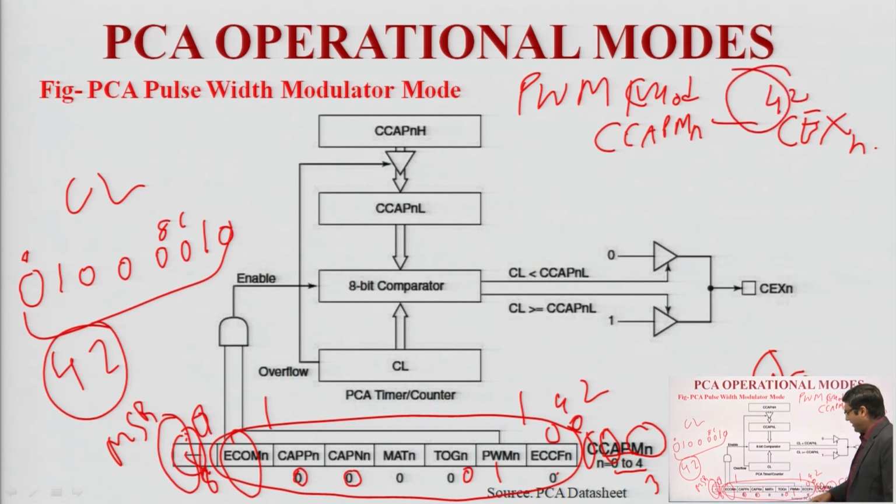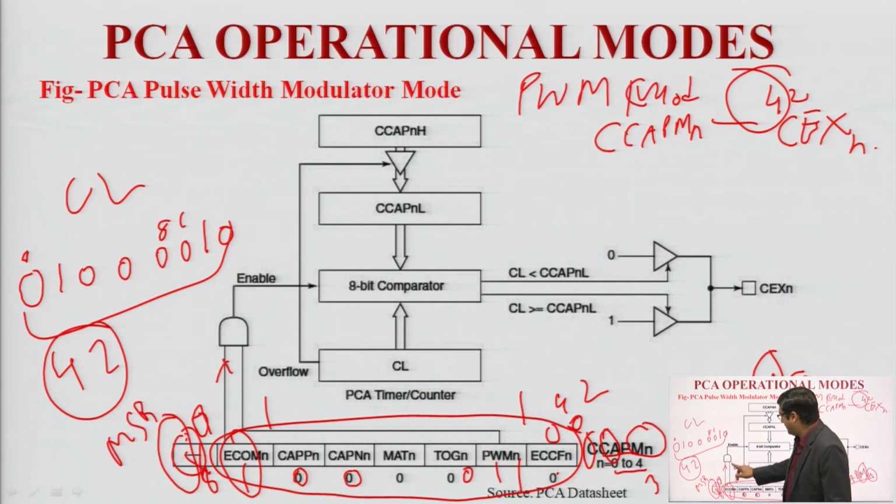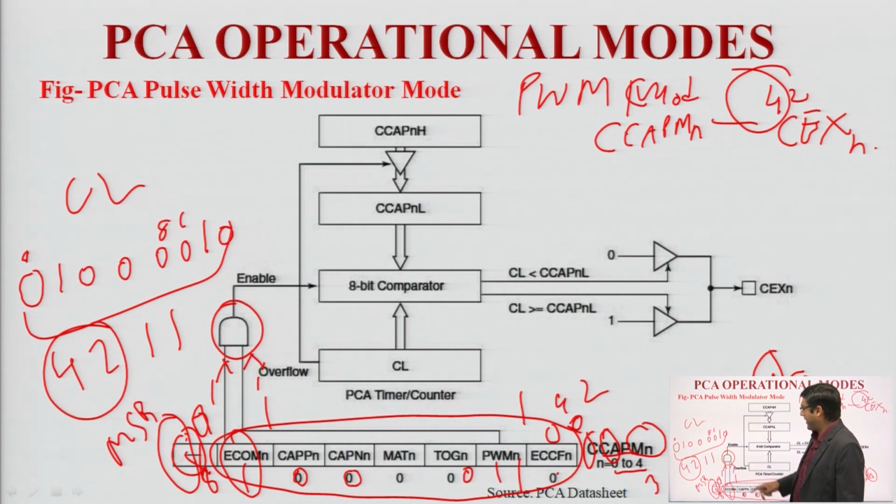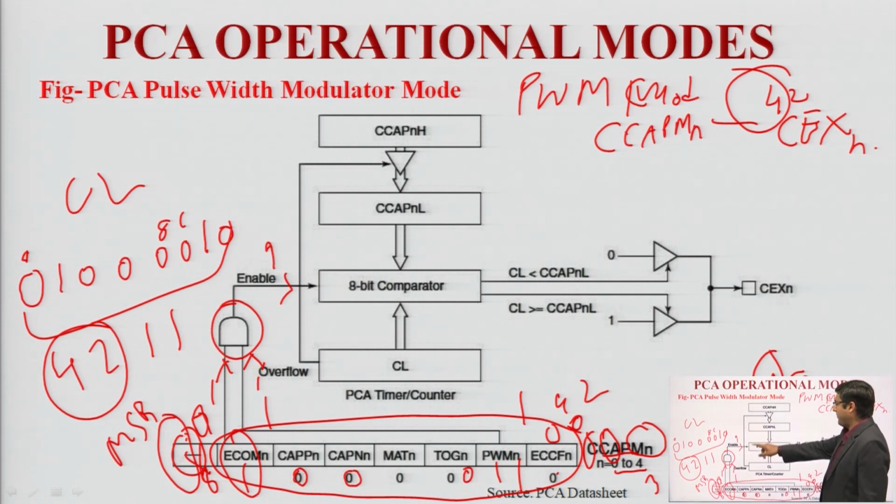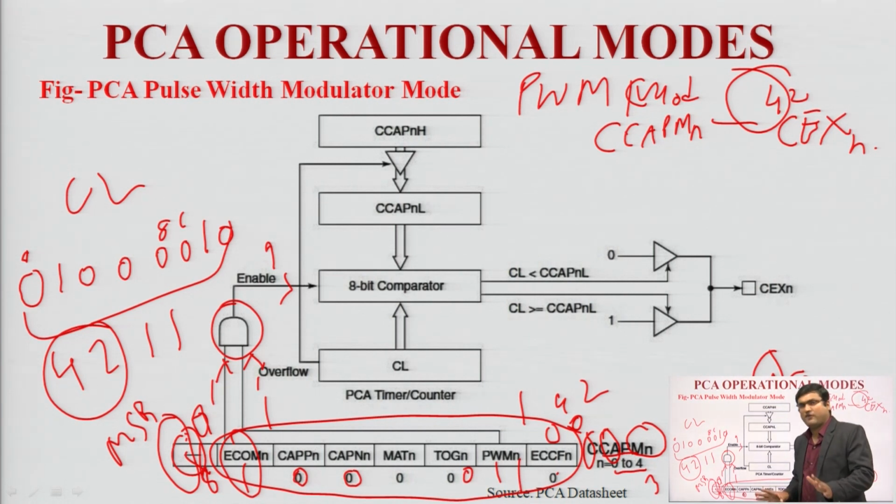When this is enabled, when both have a value 1, this will enable the 8-bit comparator. The value 1 and 1 is sent into this AND gate. The AND gate only works when both the bits are 1. So, when this is 1 and this is 1, these values go into the input of the AND gate and generate the output 1, and this 1 will enable the 8-bit comparator. So, all the comparison only occurs when both the ECOM and the PWM values are 1.